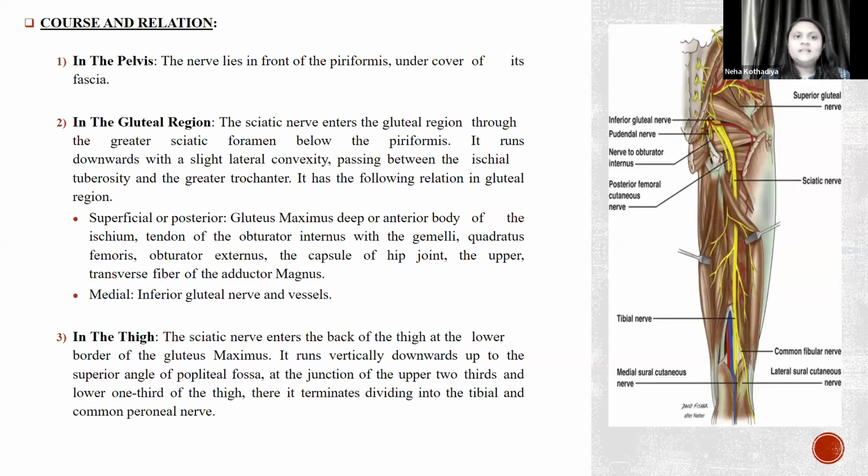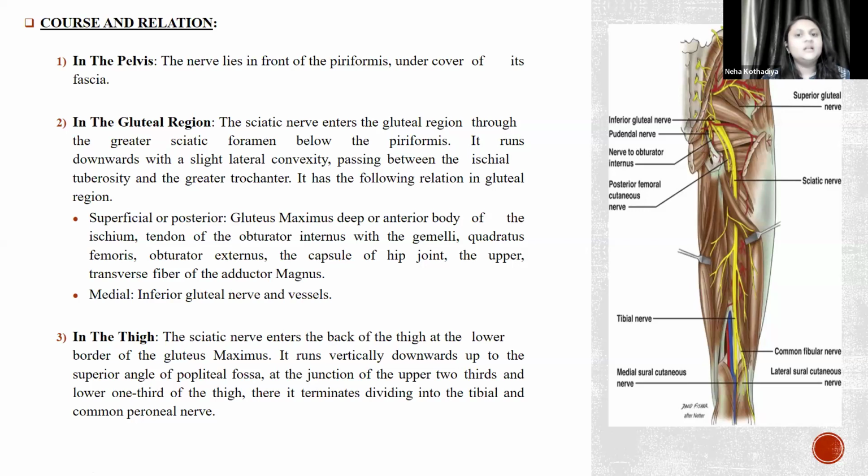As we all know, in the pelvis, the nerve lies in the piriformis. This is a very special muscle because we see this muscle in the causation of sciatica, piriformis syndrome. If this muscle is inflamed or any kind of deformity is there, then it will lead to sciatica.